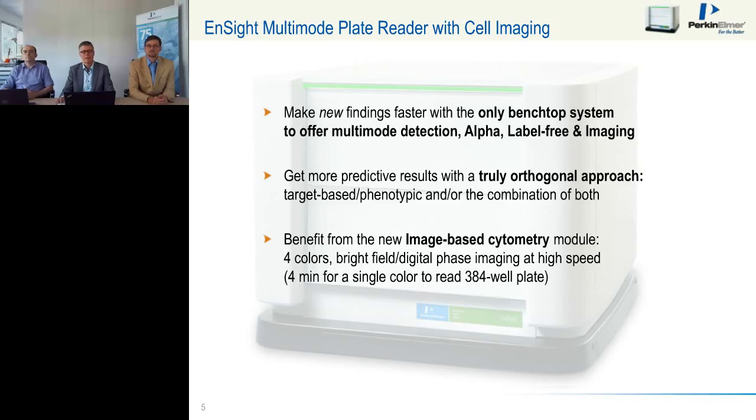Last but not least, you have a new image-based cytometry module on board, which gives you 4 colors, bright field, digital phase imaging at high speed. When we talk about high speed, we talk about 4 minutes per color to read a 384 well plate.